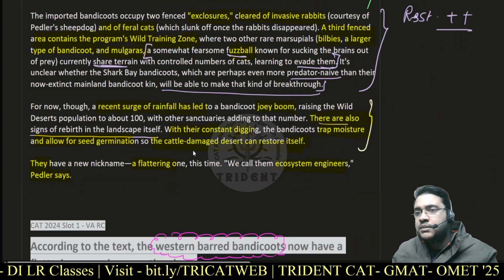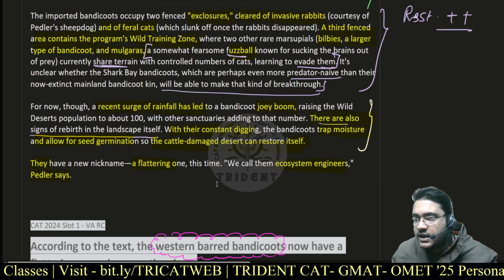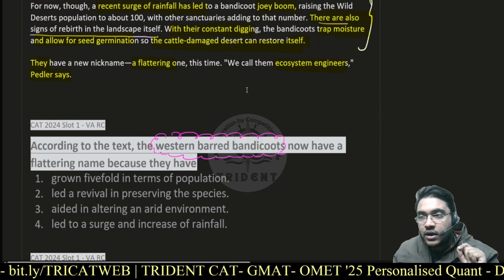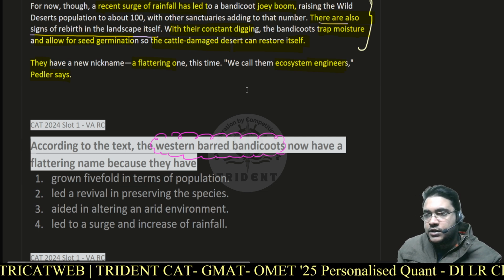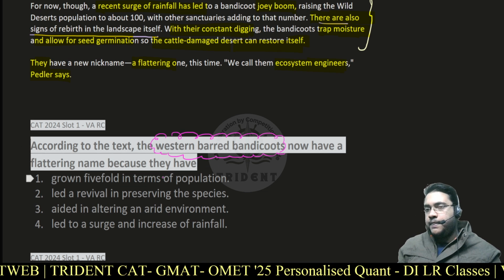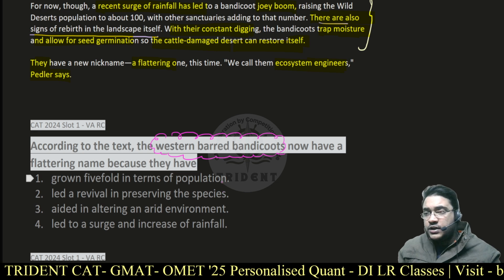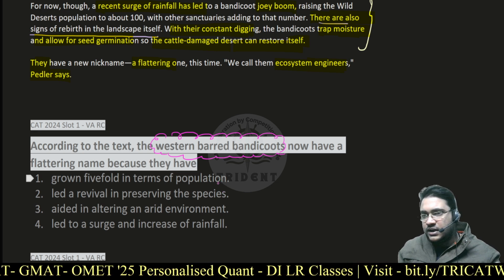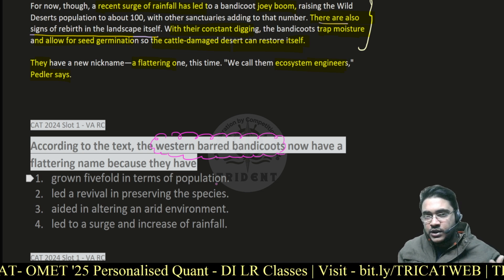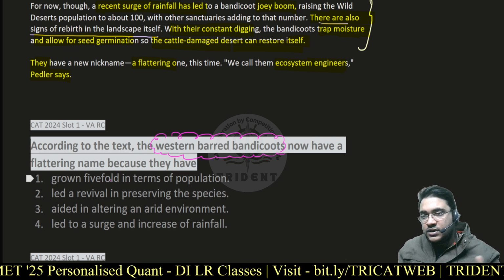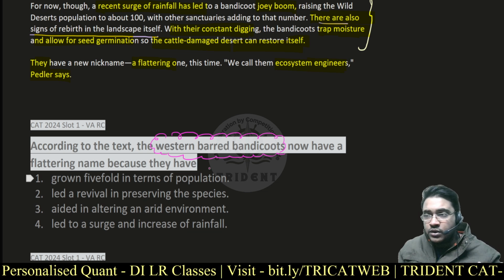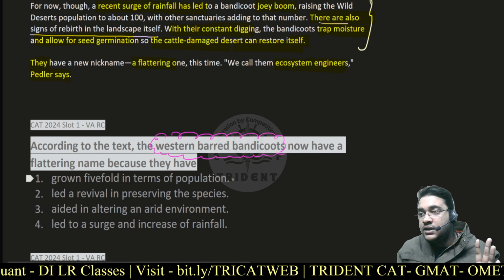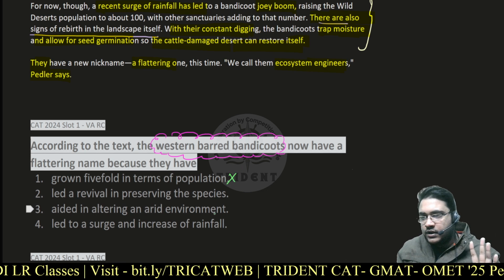And the bandicoots, or the rat-like creatures, they are basically called the ecosystem engineers. Why are they being called an ecosystem engineer? Let's read the first option. Grown fivefold in terms of population. They are being called ecosystem engineers. Is it because of that? Okay, flattering name. Remember, ecosystem engineer is a flattering name. Is it because they have grown fivefold in terms of population? No, it has got nothing to do with population. It has got everything to do with the ecosystem restoration in some sense, if you have understood.